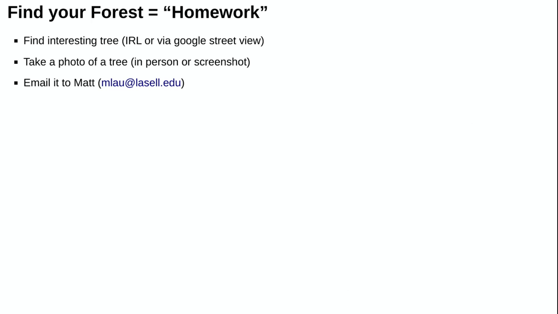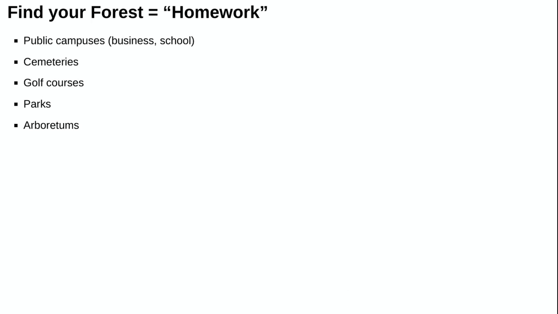Right, so take a picture of it. If you can get out there and take a picture of it in person, that's great. Or if not, take a screenshot on your computer and send that to me at my email address, mlau@lasalle.edu. And I'll take a look at them, and we can process them and share them in class, or just share them back and forth via email. And this is, I think, a really good way to get us engaged on a personal level with our urban forests.